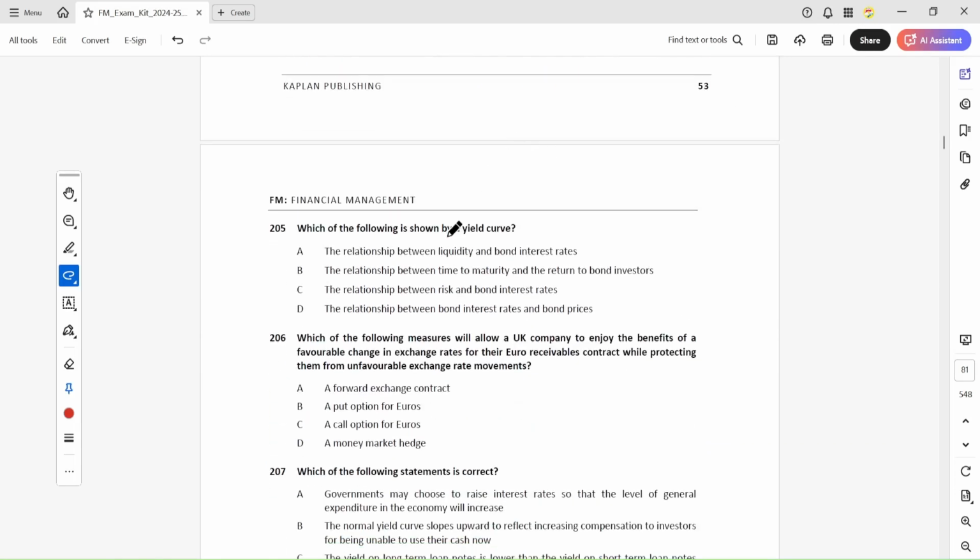So the following is shown by a yield curve. Relationship between liquidity and bond interest rate. Yes, relationship between time of maturity and return on bond investors.